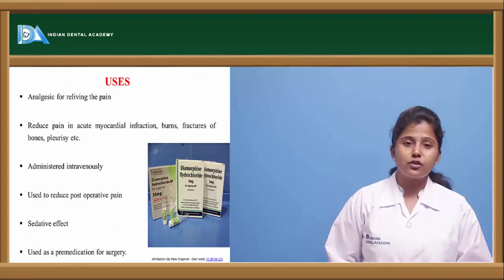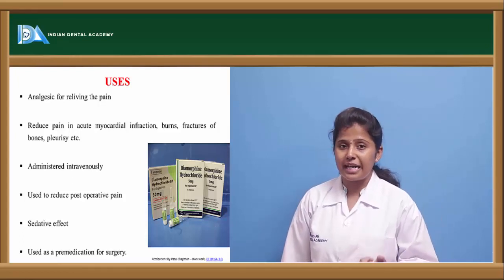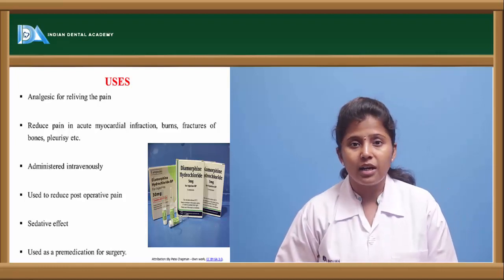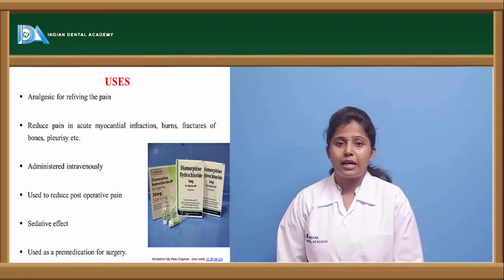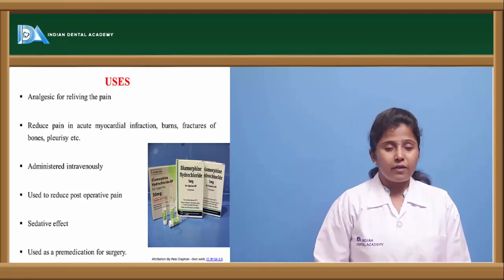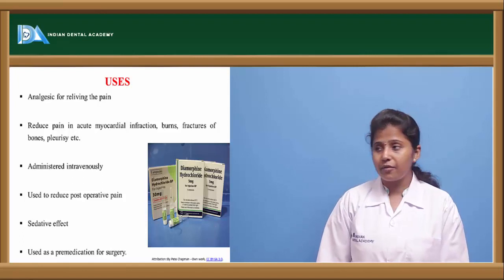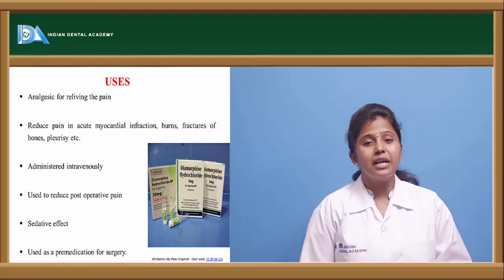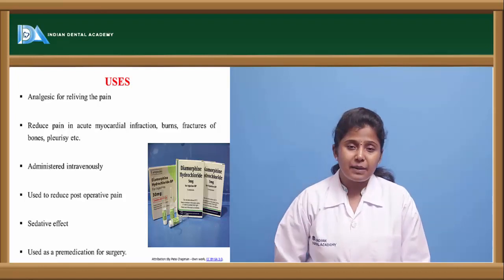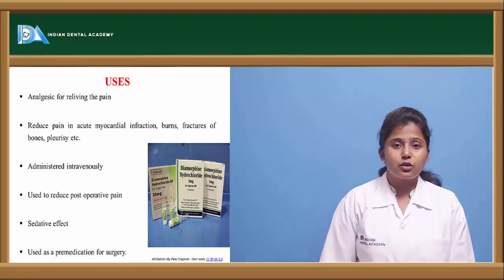So now let us see the uses of morphine. As we have discussed, it is a potent analgesic. It shows potent analgesia or pain relieving action. Along with that, it also relieves the pain in myocardial infarction. Myocardial infarction is a state where the myocardial tissue is replaced by fibrous tissue. In that condition, there occurs pain in the heart. This sort of pain can be relieved by morphine, along with the pain caused by burns, fractures, as well as any pain in the bones, and all these pains are relieved by morphine, which is administered through the intravenous route.